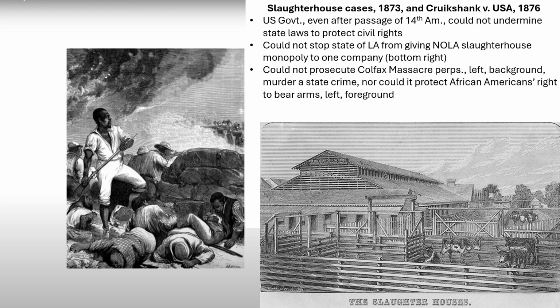So these two Supreme Court cases, one which is directly related to Reconstruction, Cruikshank, the other, which is not related to Reconstruction, Slaughterhouse, they set a judicial precedent that really weakens the power of the federal government to intervene against state laws that might be violating the rights of citizens.